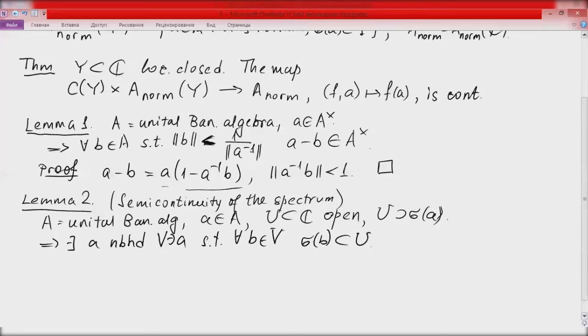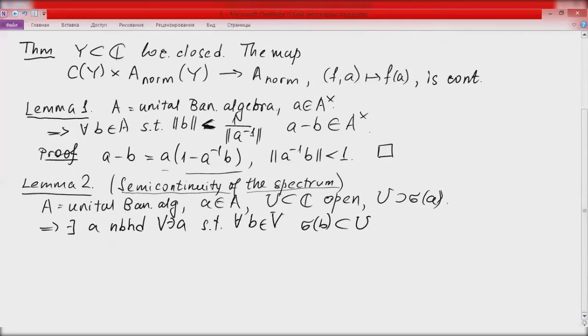So in some sense, this lemma means that the spectrum is semi-continuous in the sense that if B is close to A, then the spectrum of B cannot be essentially bigger than the spectrum of A. Theoretically, it can be essentially smaller. Well, it is contained in U, and it can be essentially smaller than the spectrum of A, but it cannot be essentially bigger. So this is the informal meaning of this result. And here's the proof.